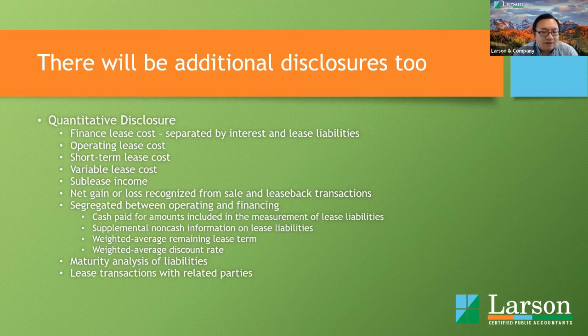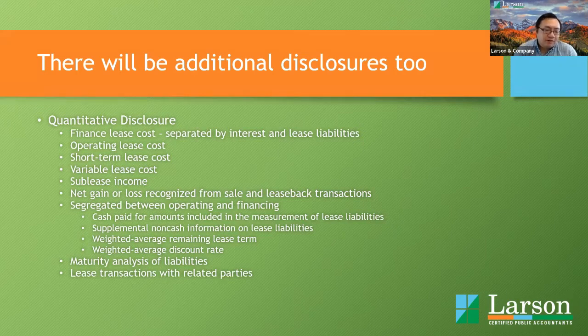This bullet point about segregating between operating and finance lease, this part would probably take, I would say, the most time in terms of calculation, because you do have to calculate not only the cash paid for amounts included or the supplemental non-cash, but mainly this weighted average. If you have lots of leases, you have to calculate what the weighted average of remaining lease term would be, or the weighted average of discount rate, so that I can disclose that. Now I have examples of that from Walmart here in a little bit.